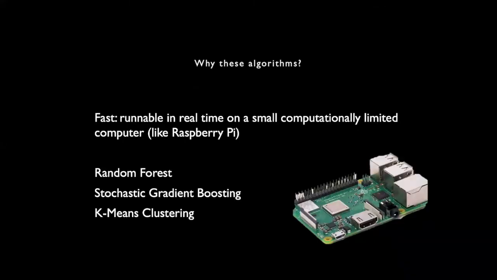We tested 3 AI algorithms, each of which are computationally inexpensive and may run easily on board a computer on the drone, such as the Raspberry Pi. The 3 algorithms are random forest, stochastic gradient boosting, and k-means clustering.